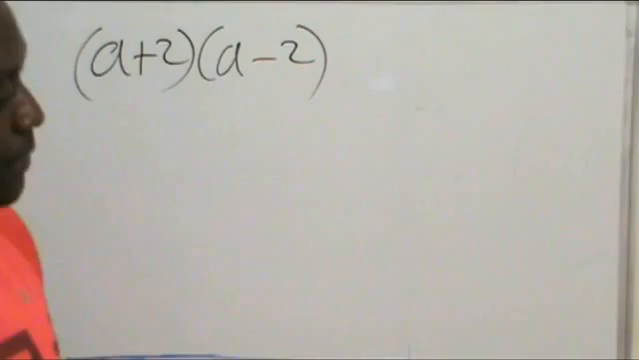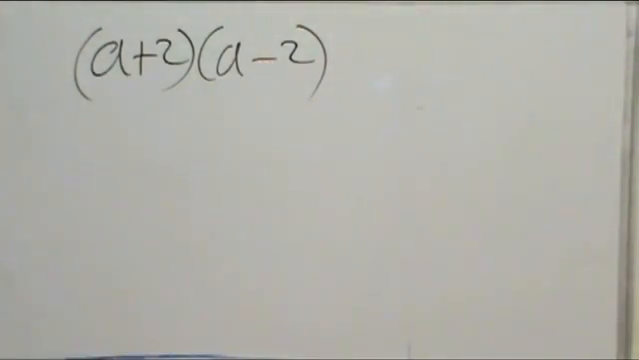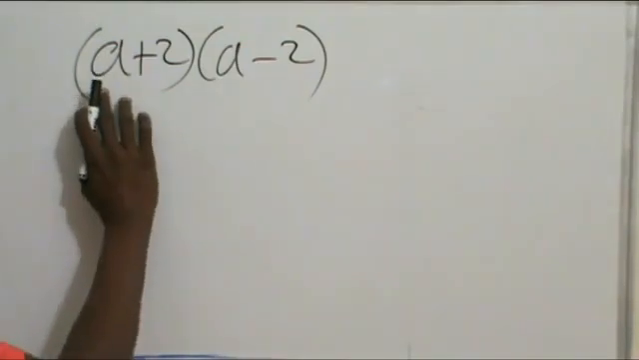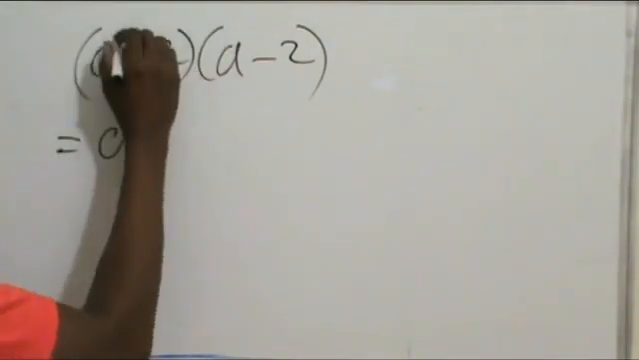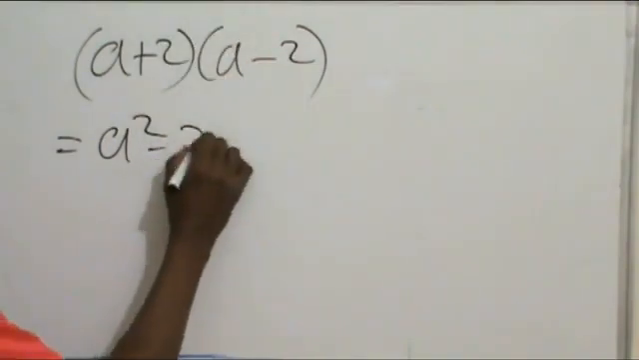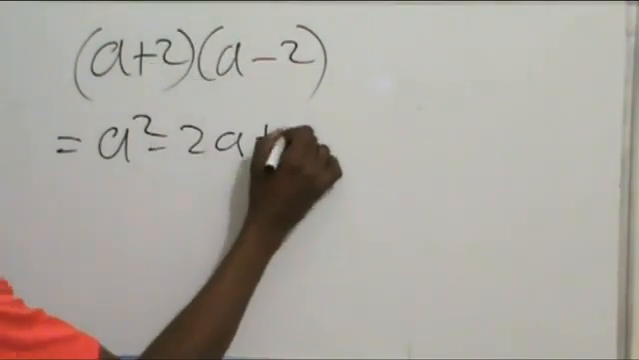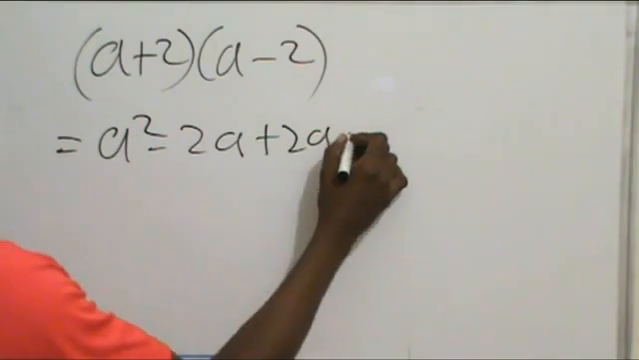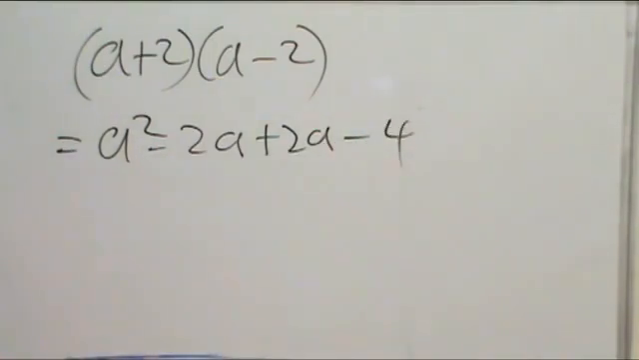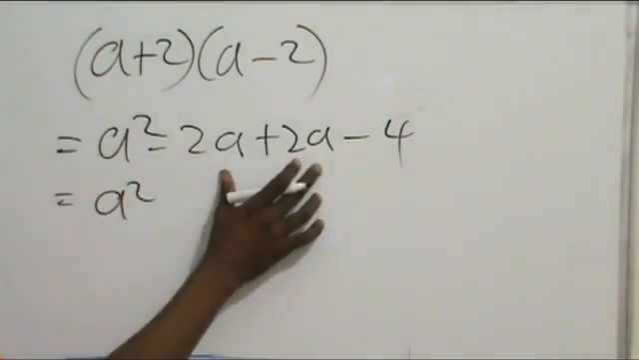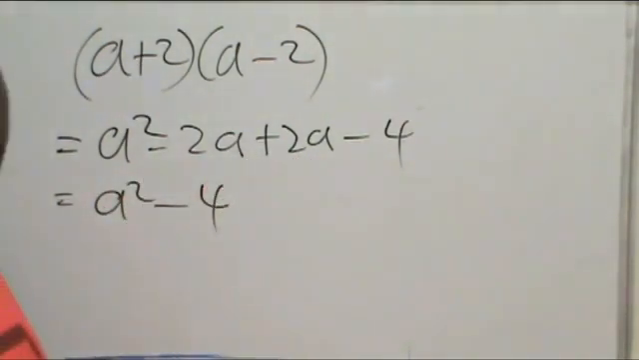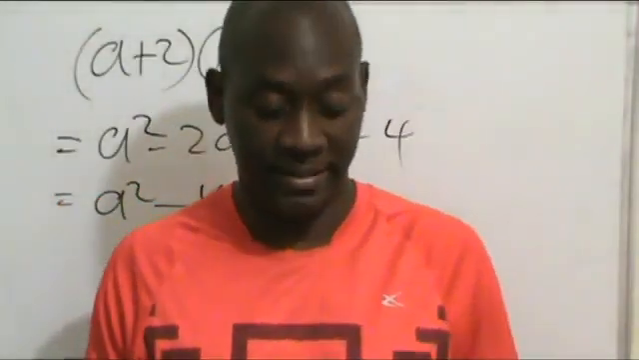So for example, in this question here, we could do the long way or the short way. The long way would be to expand everything out. And if we do that, we'll get a by a squared is a squared, right? A by minus 2a is minus 2a, plus 2 by a is plus 2a, and plus 2 by minus 2 is minus 4, right? And then we say a squared minus 2a plus 2a is 0, minus 4. We could do that and get it correct.